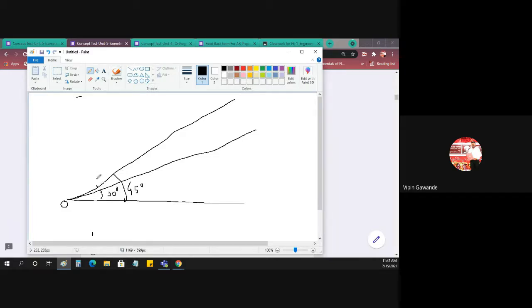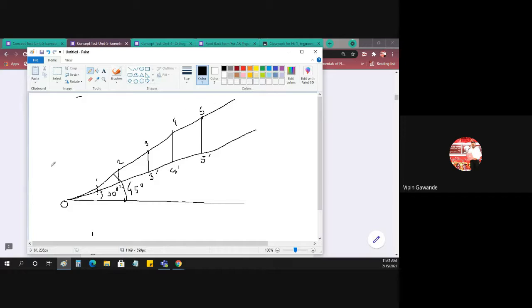Then you take 1 centimeter, 2 centimeter, 3 centimeter, 4 and 5. Suppose in our drawing the maximum dimension is 50 mm, so we have taken 5 centimeter. Then from this 5, you draw vertical lines up to the 30-degree angle line. So this is 5 dash, this is 4 dash, this is 3 dash, 2 dash, and 1 dash.